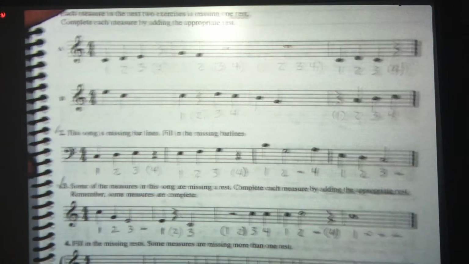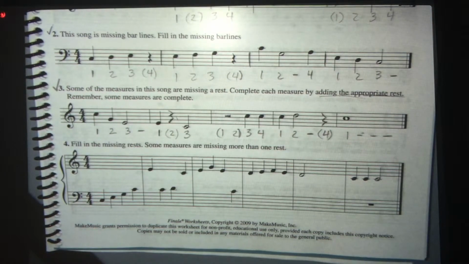Number 4 is a little trickier. We have a grand staff, which we haven't seen for a few worksheets now. Fill in the missing rests. Some measures are missing more than one rest. So we're going to do the treble clef staff first.